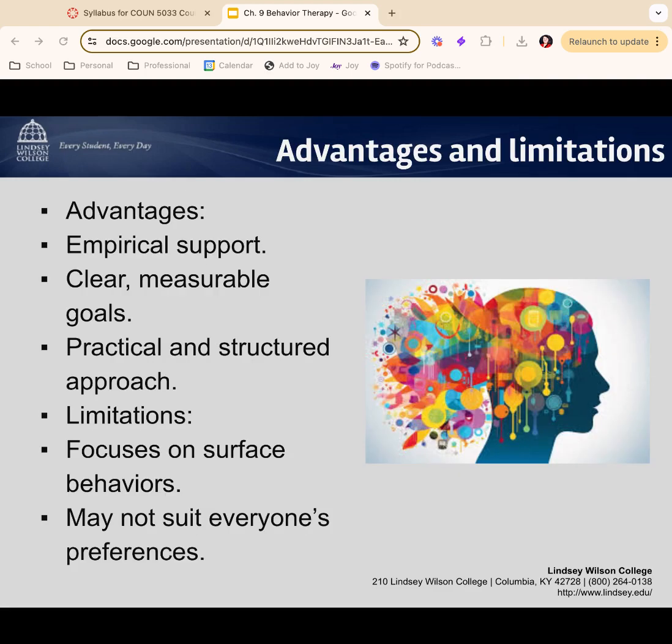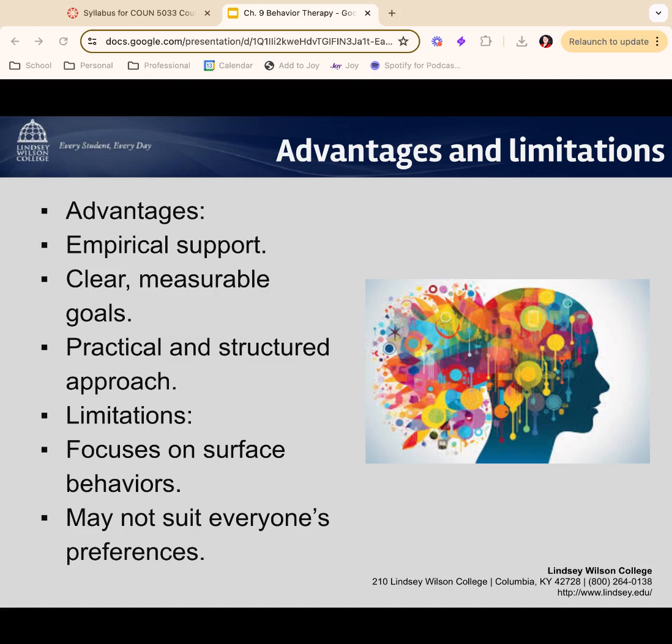What are some advantages and limitations? So some advantages: behavior therapy is empirically supported. Like I said, it's widely known, widely studied. It's goal-oriented, practical, and structured. It emphasizes measurable changes and can produce rapid improvements in targeted behaviors.